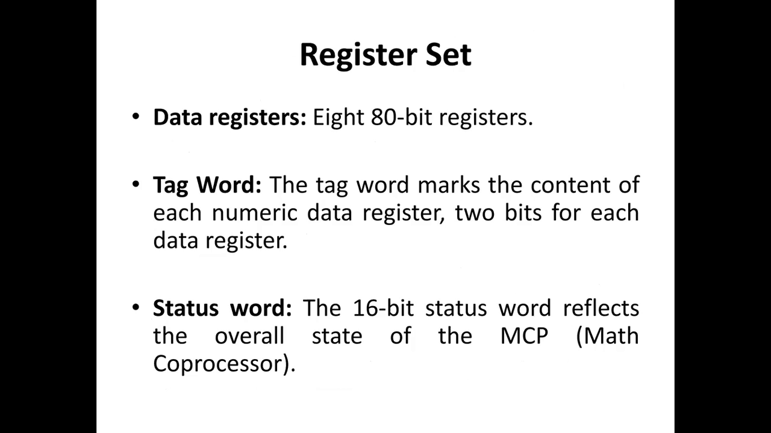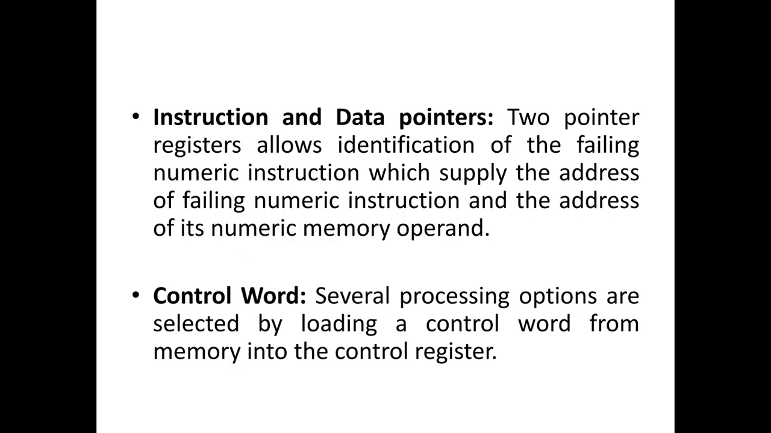The tag word marks the contents of each numeric data register, 2 bits for each data register. The status word: the 16-bit status word reflects the overall state of the math coprocessor. Instructions and data pointers: two pointer registers allow identification of the failing numeric instruction, supplying the address of the failing numeric instruction and the address of its numeric memory operand.